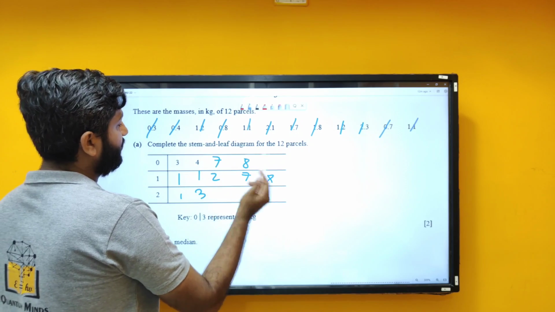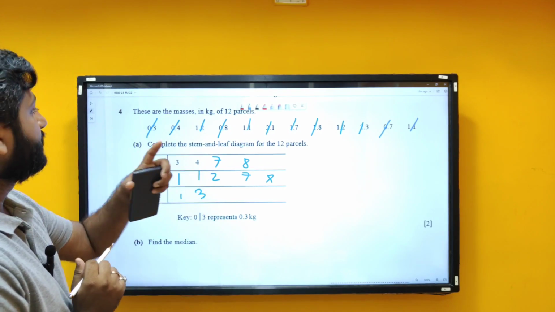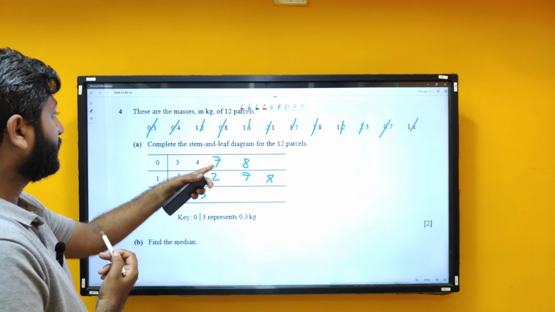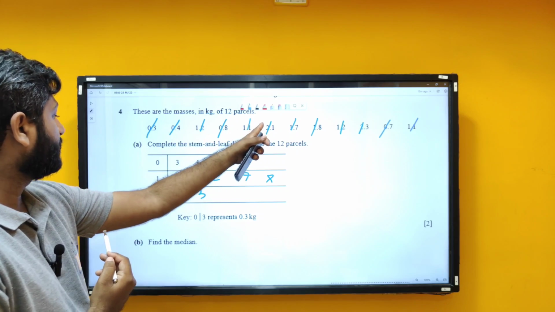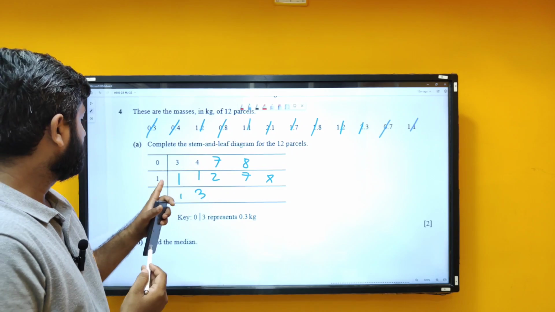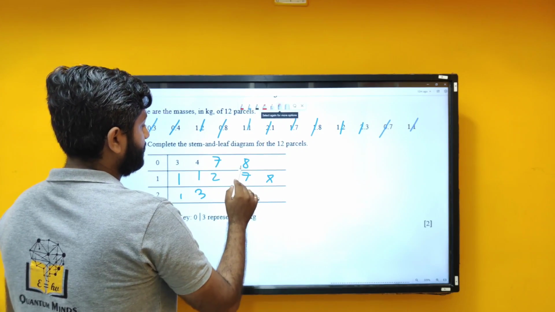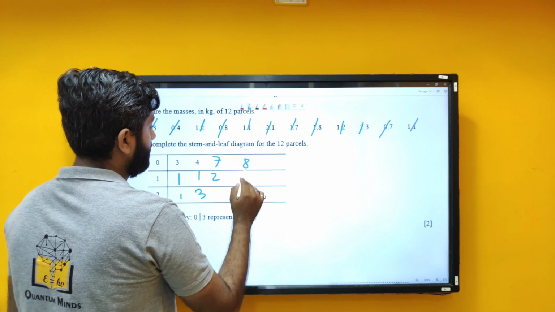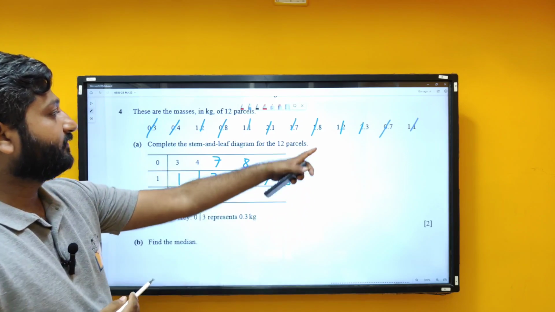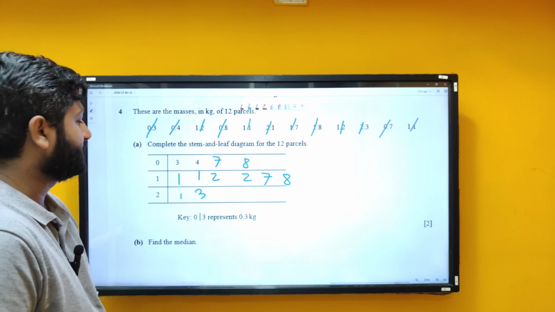Let me check. 1, 2, 3, 4, 5, 6, 7, 8, 9, 10, 11. I think I've left one more data. 0.3, 0.4, 1.2, 0.8, 1.1, 2.1, 1.7, 1.8. 1.2 is repeated twice. So this is 2.1, 2.7 and 2.8. Then we have 2.3, yes, 0.7, yes, and 1.1 is also twice, yes.